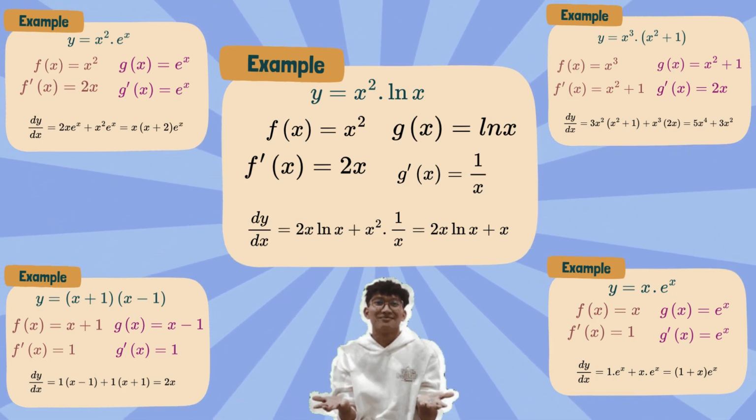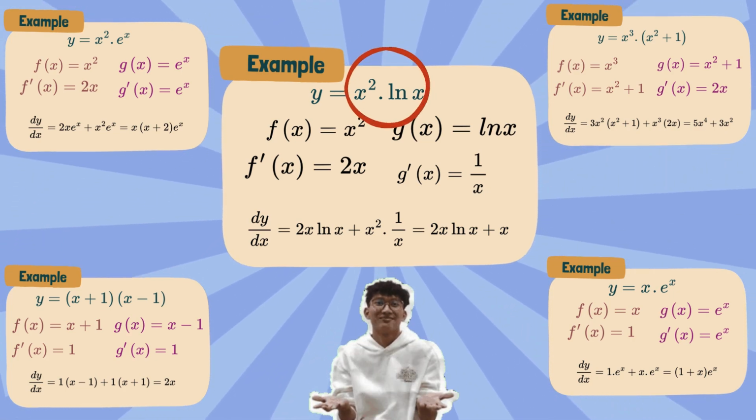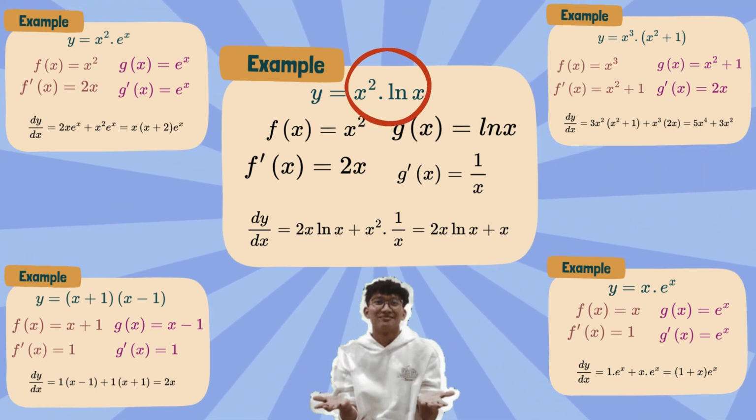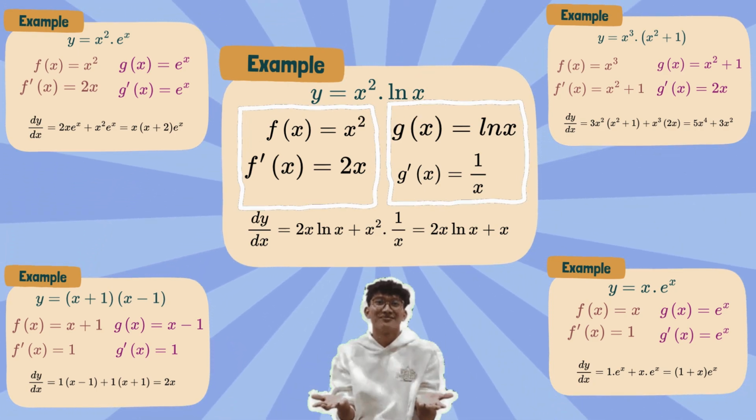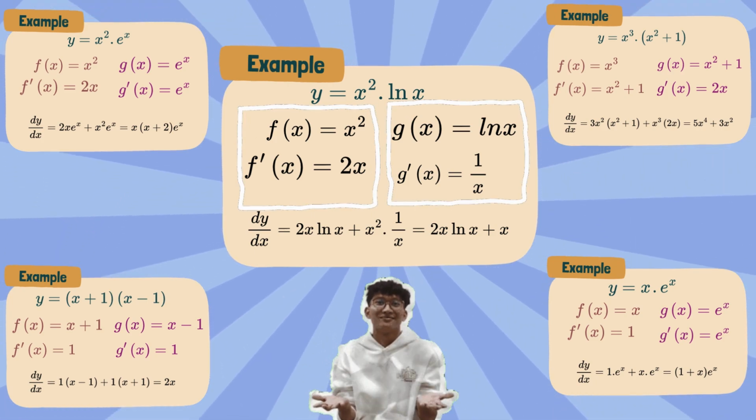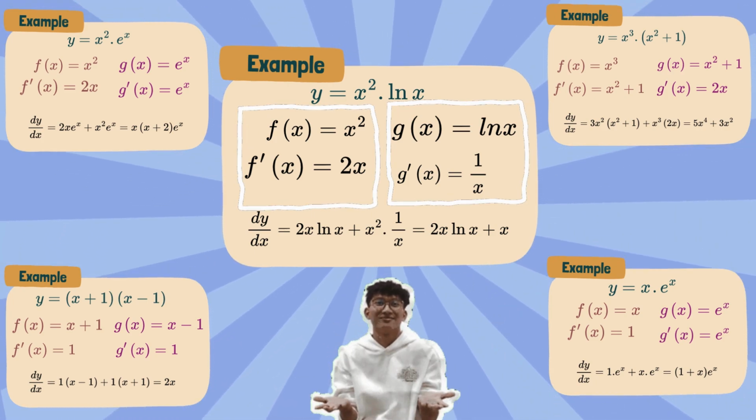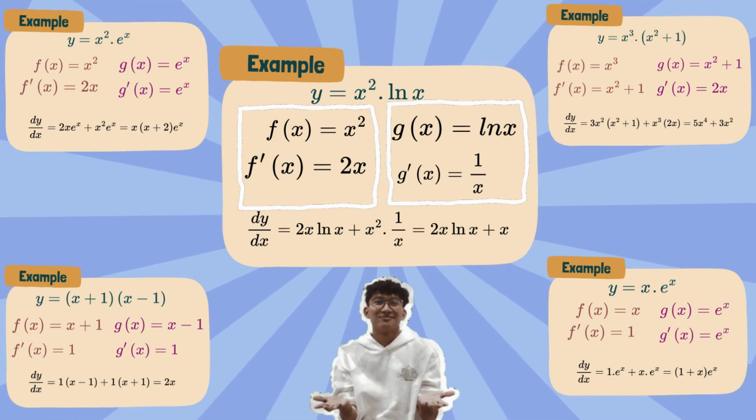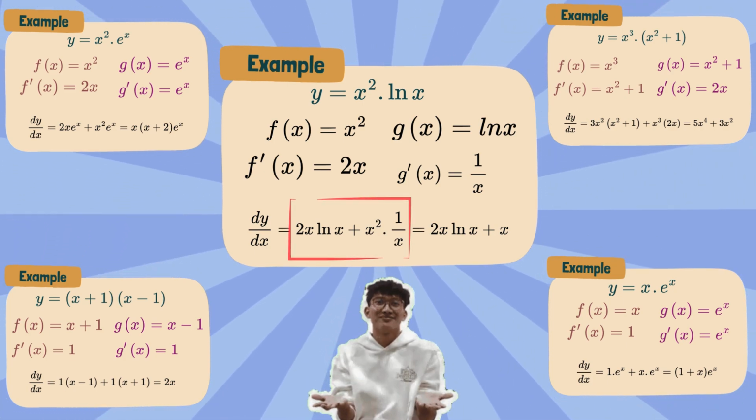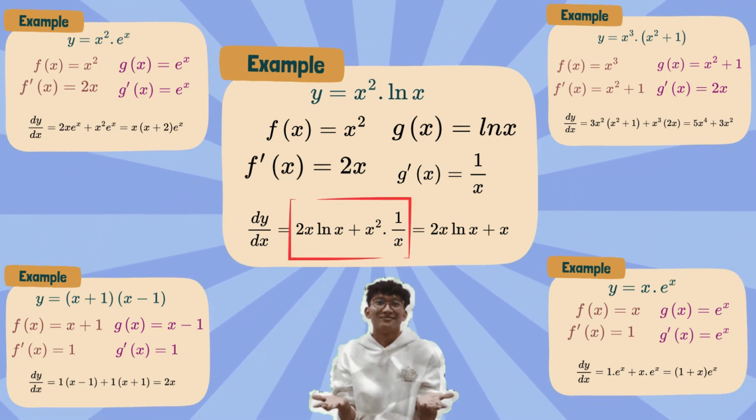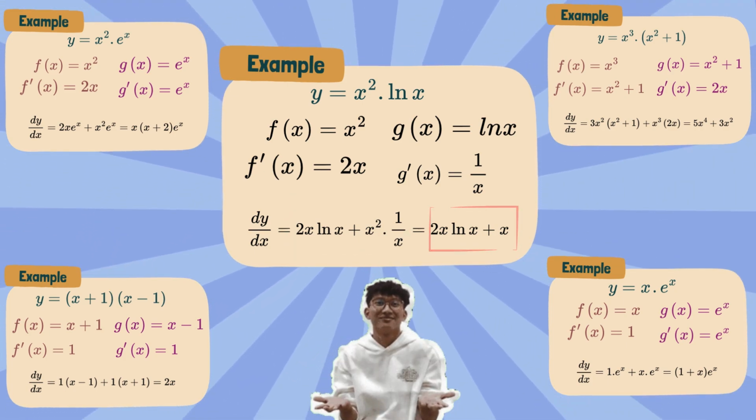Look at the example. Differentiate y equals x squared ln x. Separate x squared as f(x) and ln x as g(x). After you differentiate, f prime(x) is 2x and g prime(x) is 1 over x. Use the product rule formula to combine. The final answer is 2x ln x plus x.